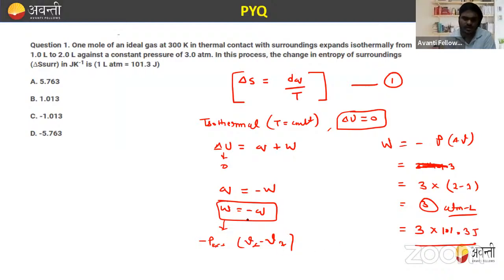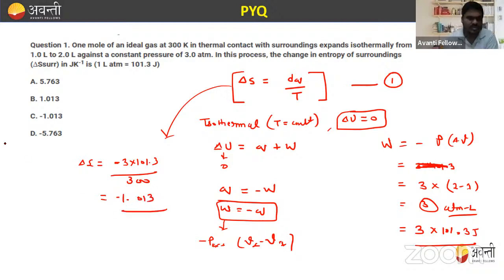So if you know the work done, then the value of Q is nothing but negative of this. Just put the value in this, right? So what is delta S? Delta S is equal to dq over T. What is dq here? Dq is nothing but minus 3 into 101.3 divided by 300. So on solving, you'll get like 1.013.